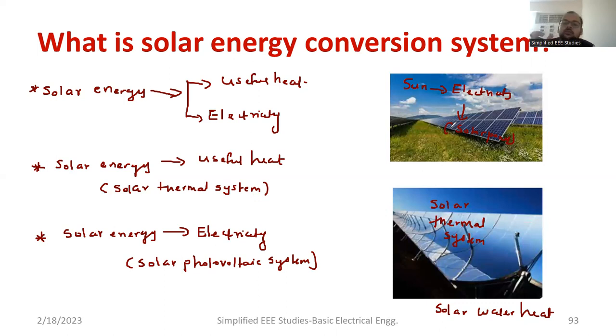The basic unit of solar photovoltaic system is solar cell. The process by which solar energy is converted into electricity is known as photoelectric effect, or you can call it photovoltaic effect. So these are the fundamentals which you can remember.